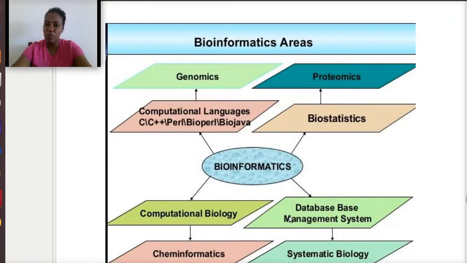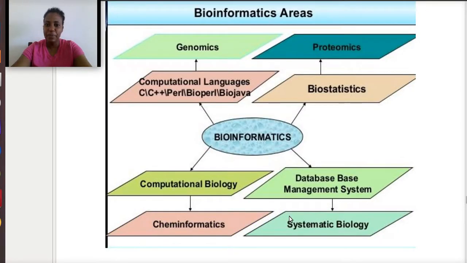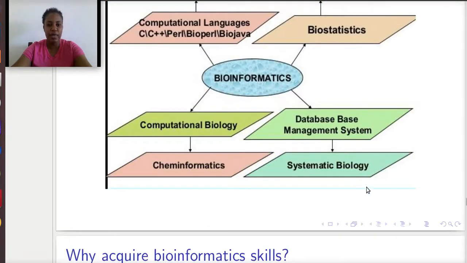There are various domains within bioinformatics: genomics, which deals with genetics, proteomics, which deals with proteins, biostatistics, the statisticians who work on biological data, and it needs a lot of computational work, computational biology. That's where most of the data scientists work. And database management systems, which deal with systems biology, cheminformatics.